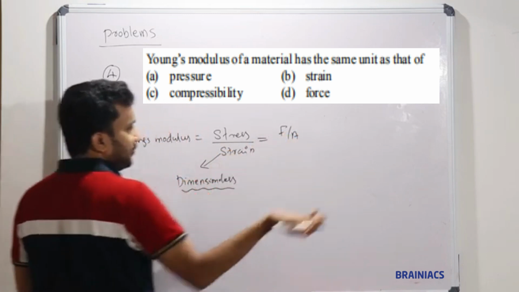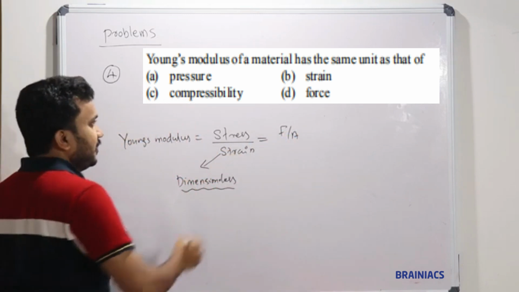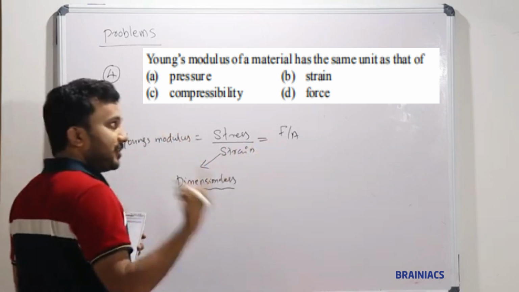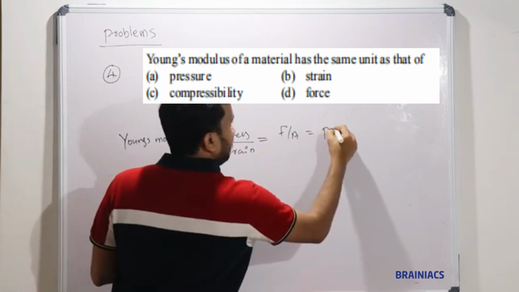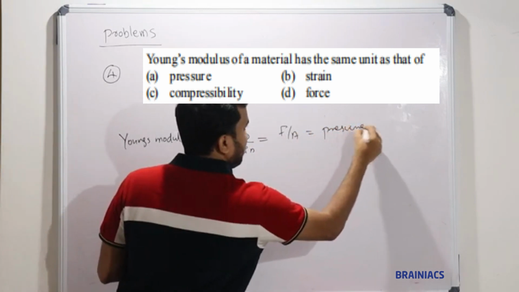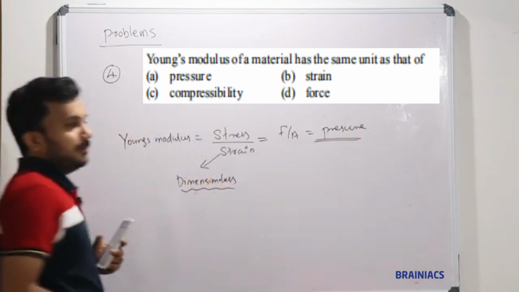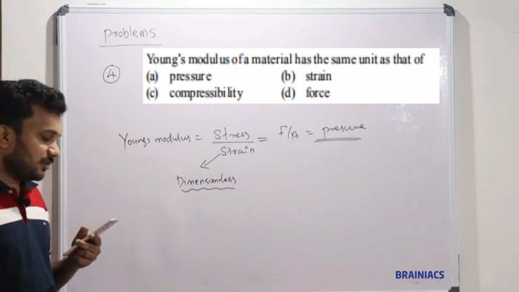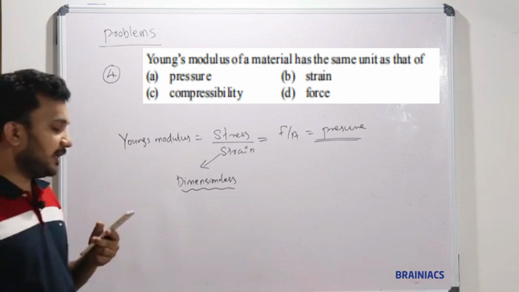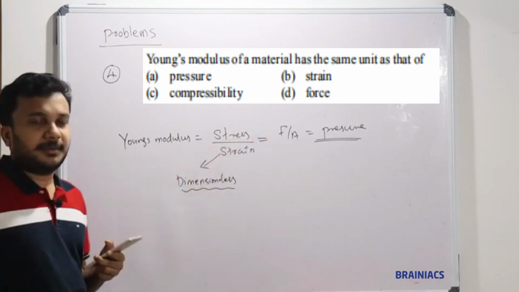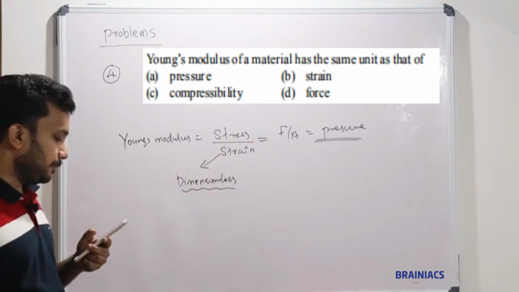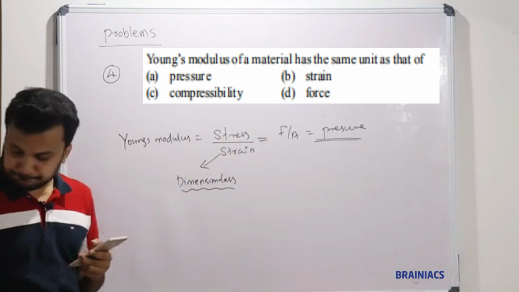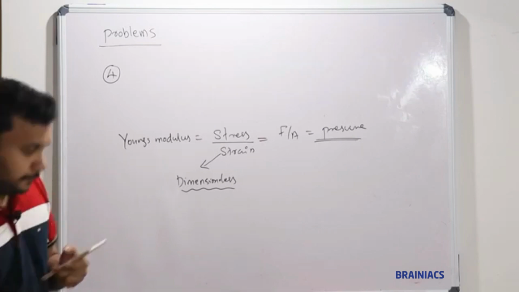Stress means nothing but force per area. So this has no dimension, so I am not writing that one for dimension. What is force per area? It is called pressure. So this is nothing but pressure. Already we have seen the dimension formula of pressure, right? Just before, two questions before. Question is asking Young's modulus of the material has the same unit as that of pressure. Your answer is option A.